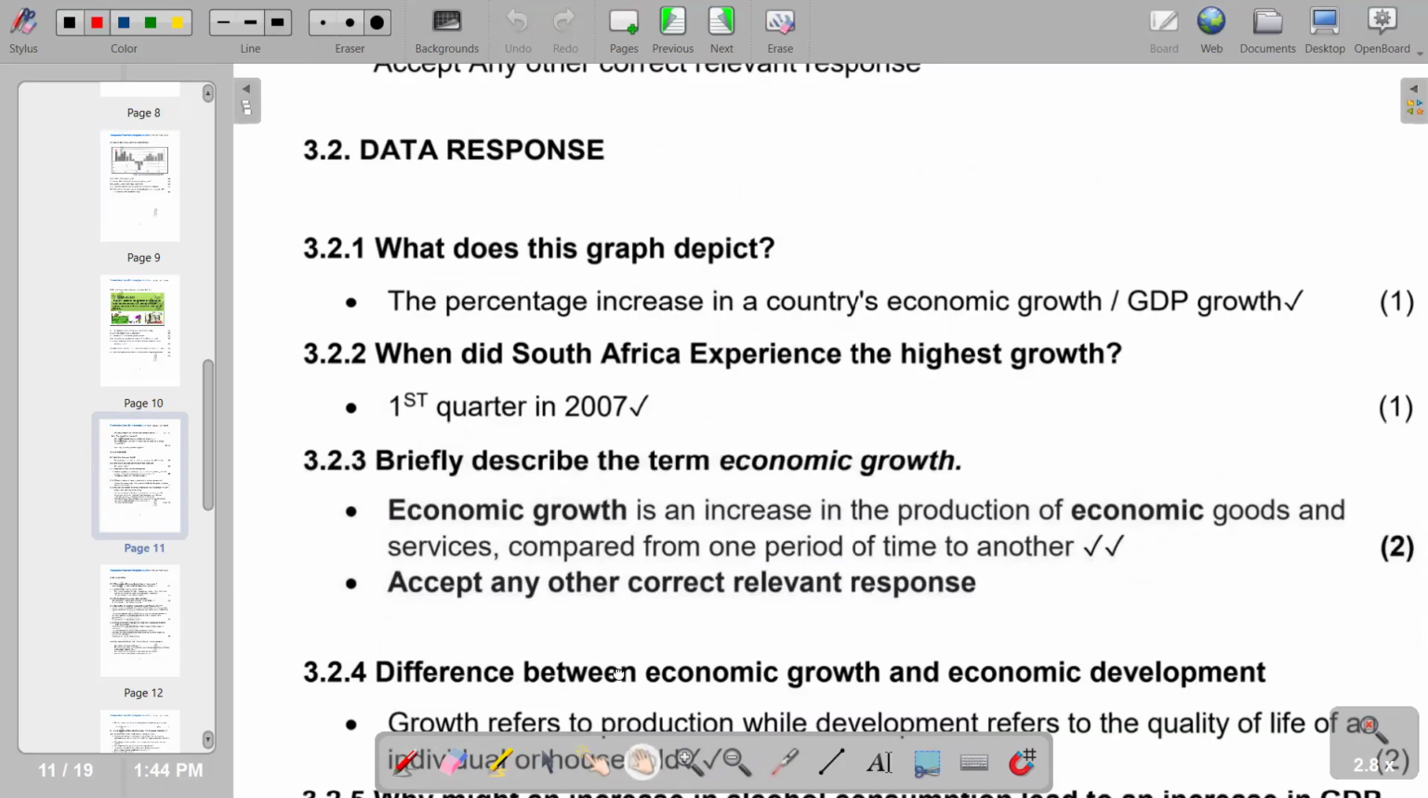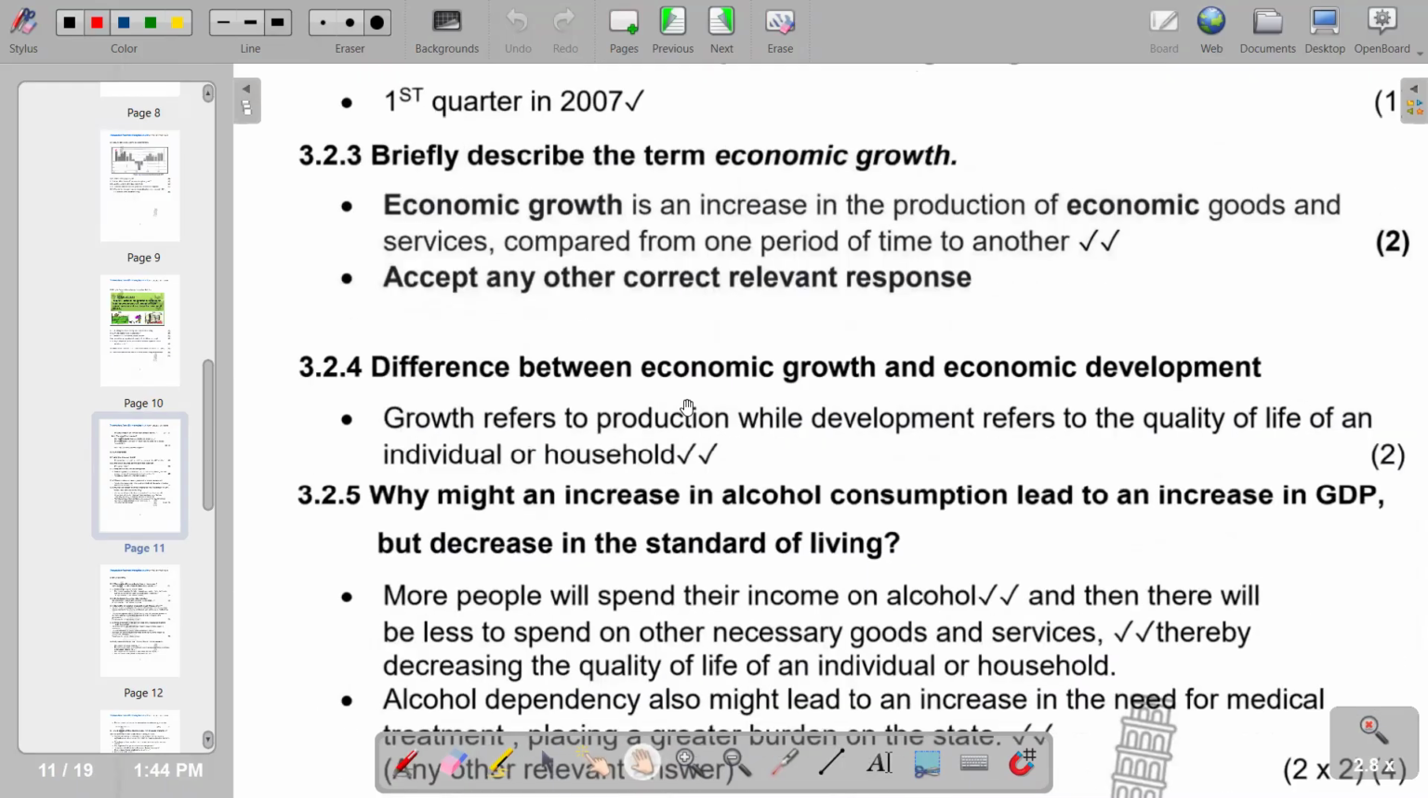Then moving on to the next question, which reads: difference between economic growth and economic development. Growth refers to production, while development refers to the quality of life of an individual or household. So that is what we have.